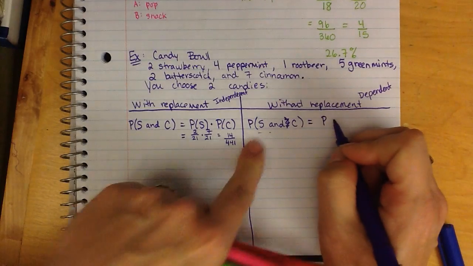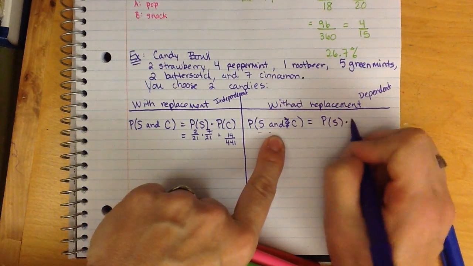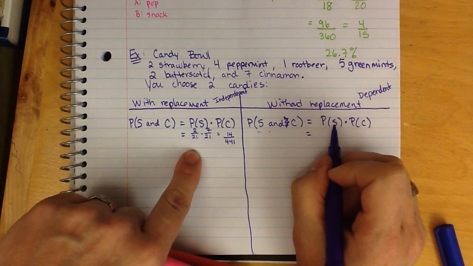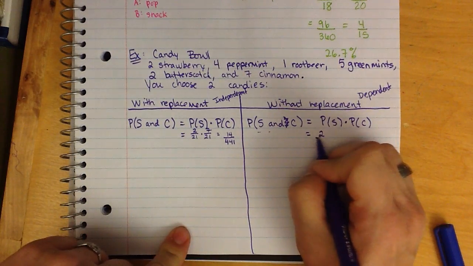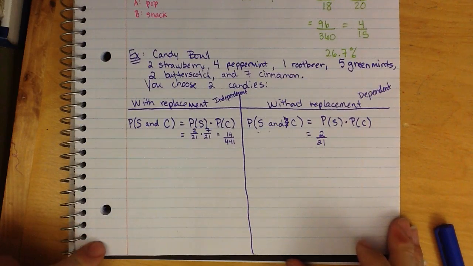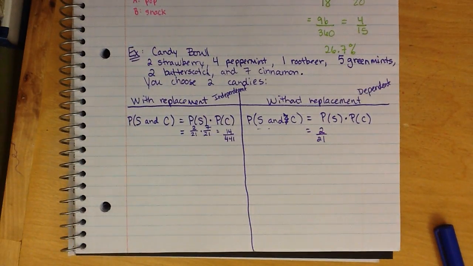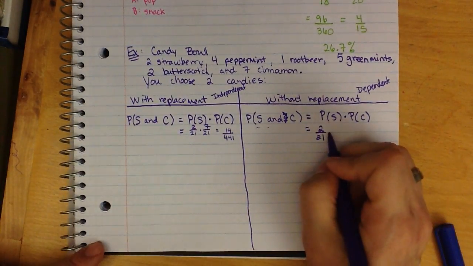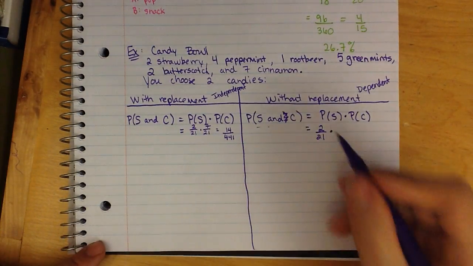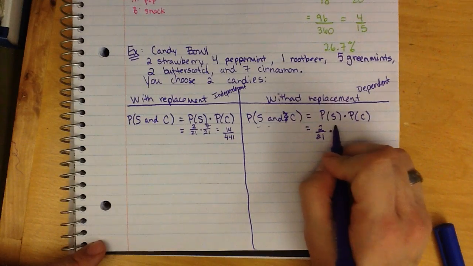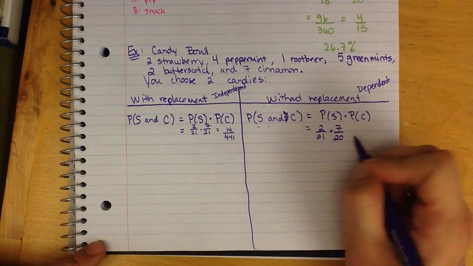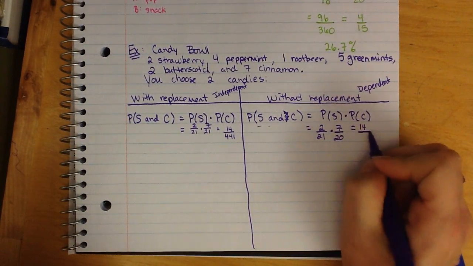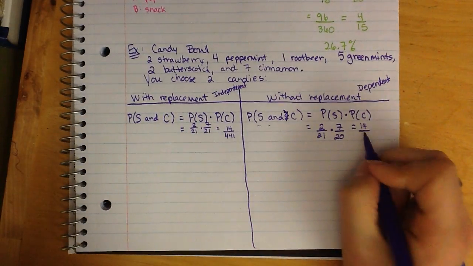Now I still set it up the same way, the probability that I choose a strawberry times the probability that I choose a cinnamon. This time though, for choosing a strawberry, it's 2 out of 21. And then the second time, since I don't put that candy back, I chose a strawberry candy, which means now there's only 1 strawberry candy in there instead of 2, which means there's only 20 total in my candy jar. So now the probability that I choose a cinnamon, there's still 7 cinnamon candies, but now there's only 20 total candies. So now my probability is going to be 14 out of 420.